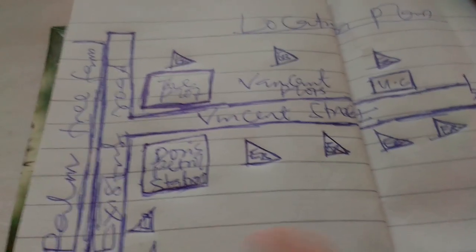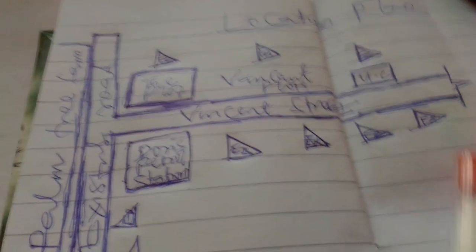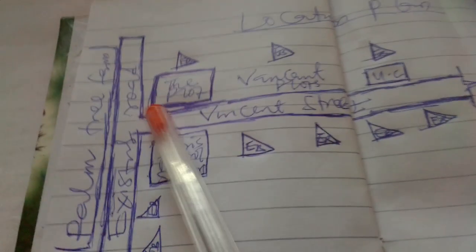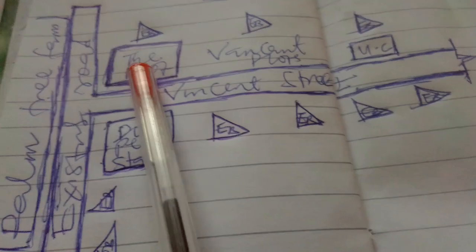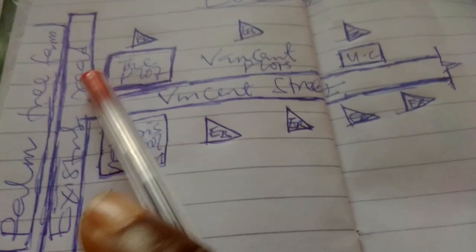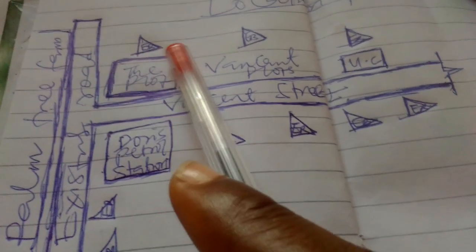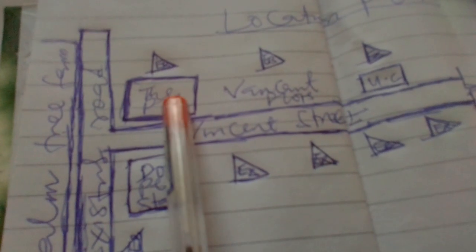In this video I'm going to be talking about how to draw your location plan. So for you to be able to draw your location plan, first of all you should stand on the road and face the plot. The representation of the plot is with a rectangular shape. So for this one, this is the plot.